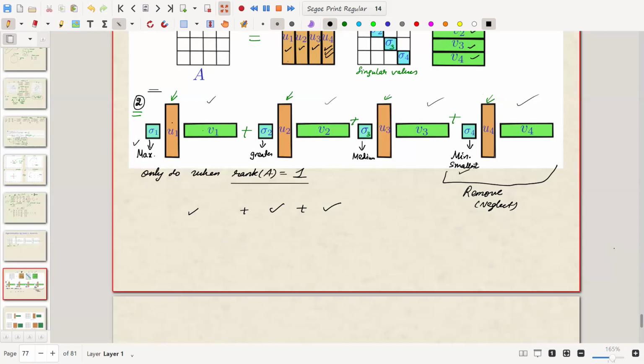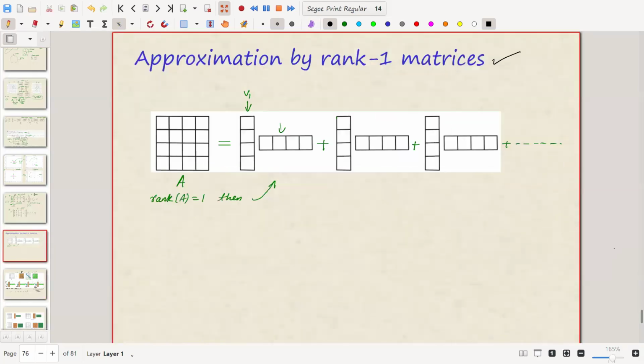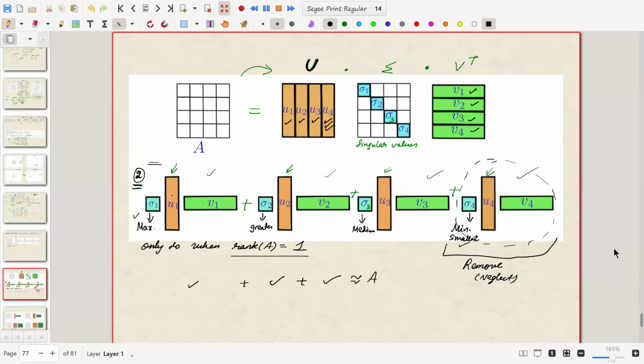Are you getting the idea of what I am doing here? First, you write this as equal to, but then even if you remove this guy, these 3 quantities are approximately equal to A. That is what the title meant, approximation by rank 1 matrices. So you don't need all 4 chunks to store your data. The 3 chunks will also store your data in a good way. Instead of 4 chunks, you need only 3 chunks to represent it.